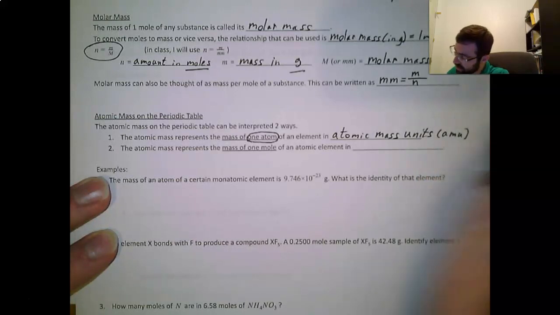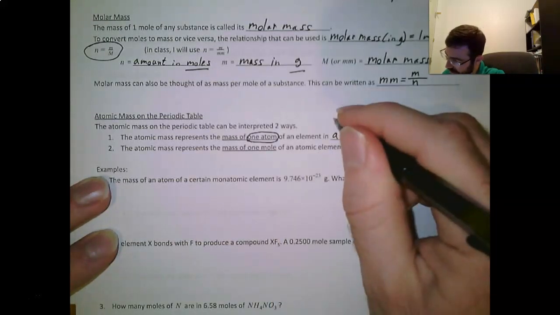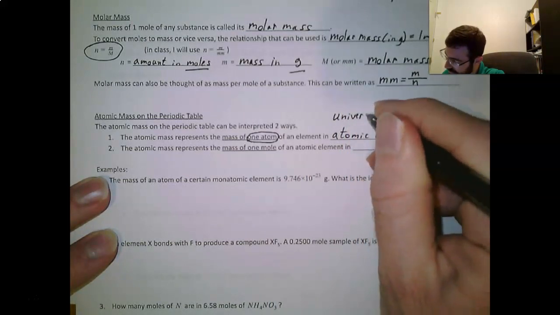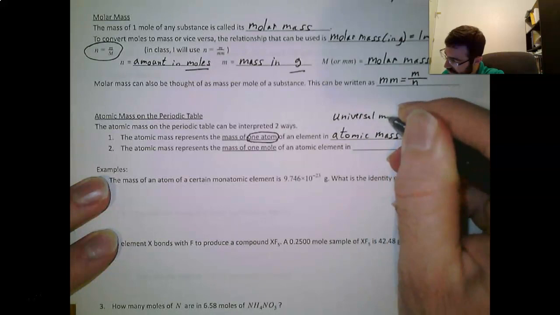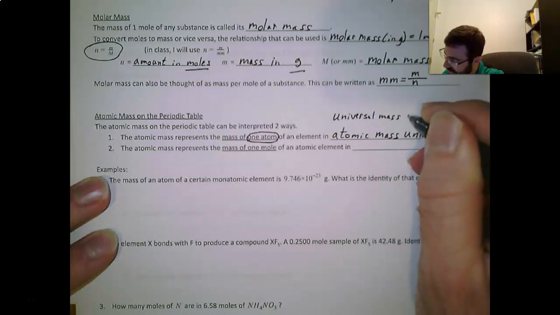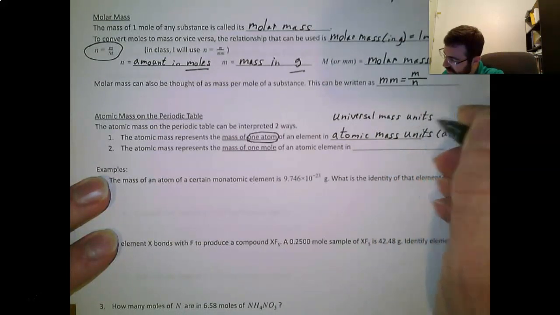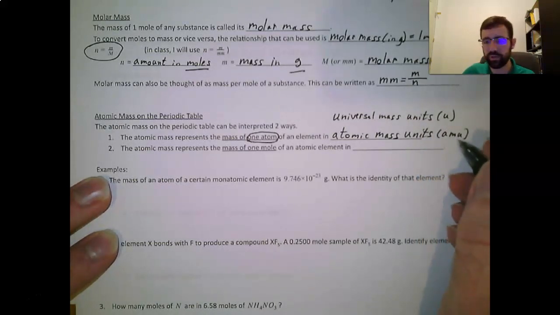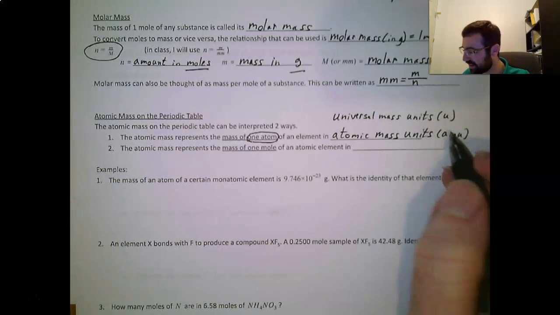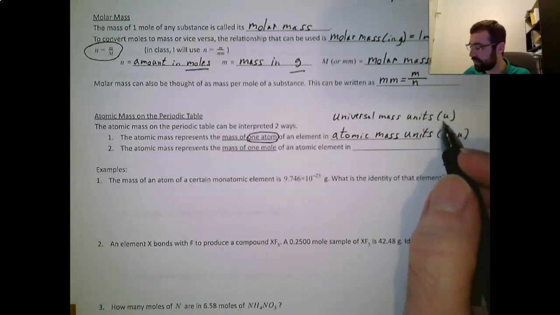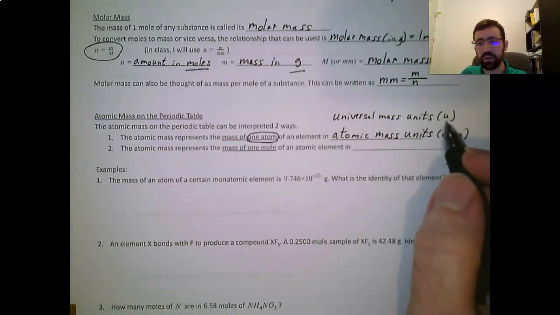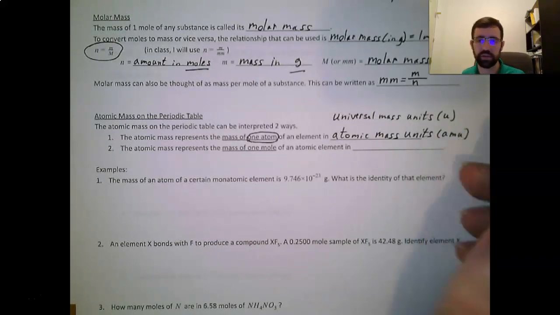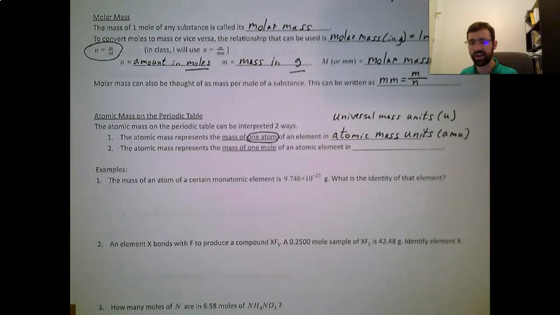Some people call this universal mass units, which is represented by u. I'm going to use amu because that's what we've used for like forever, but it's becoming more common for you to see u used occasionally. I don't want you to freak out. I want you to be aware that u and amu are the same unit. But that's the atomic mass unit.